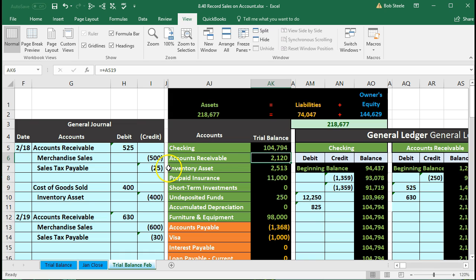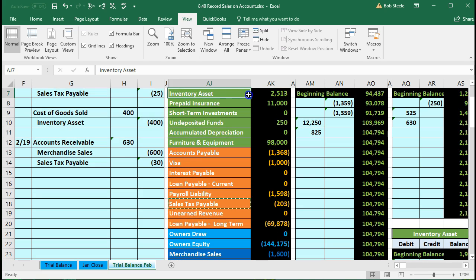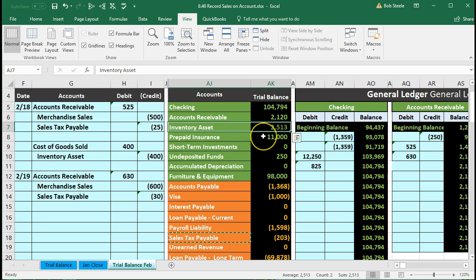We've recorded the first half. Now we're going to record the second half. That is the reduction of inventory and the related cost of goods sold. There's the inventory, it has a debit balance. We need to make it go down.